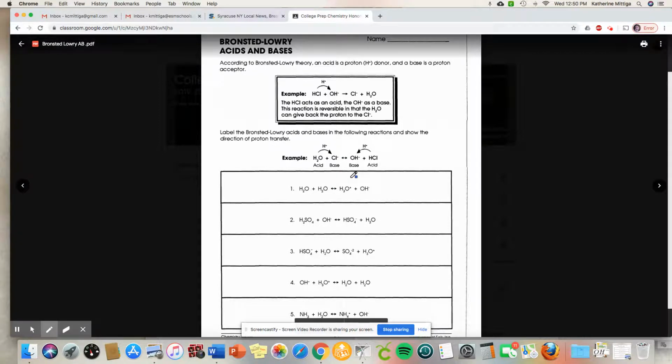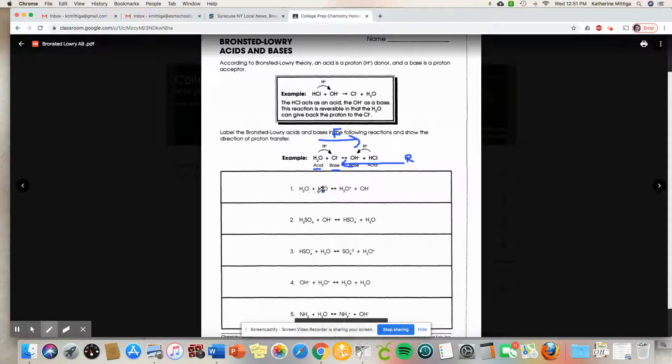That's one way of doing it, or you could just write acid, base, and then in the reverse, this is called the forward reaction, but this is called the reverse reaction. And you see we have a double-sided arrow, which means both of those reactions are happening simultaneously. So as H2O is giving to the chlorine ion, HCl is giving to the OH-, the hydroxide. So both of those are happening at the same time. So let's go ahead and try.